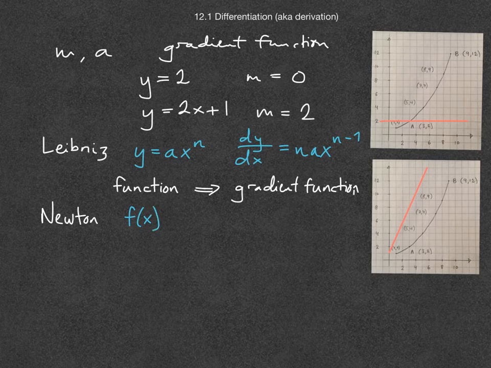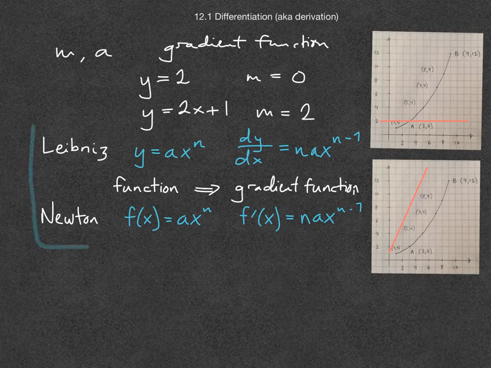Now Newton would use this notation here, f of x, where x is the variable. So if this is the function, then he would find the gradient function by using this notation. But the method is the same, so there's a difference in notation. Now, I'll just put a circle around this. Yeah, so this is important.